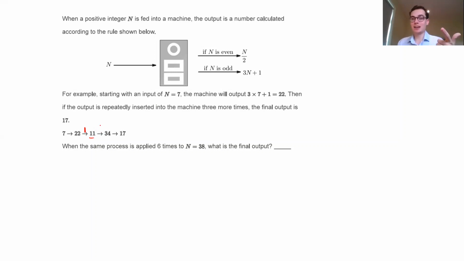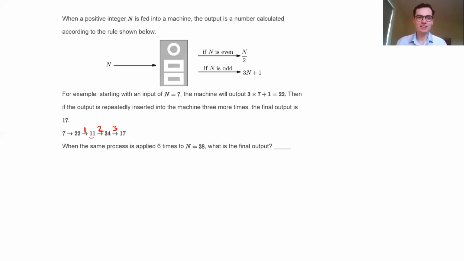Then putting 11 back into my machine, that's the second time of using the machine again. 11 is odd, so I've got to use the function for when n is odd. 3n plus 1, that will be 33 plus 1, so 34. Then if I put 34 back into my machine for the last time, because 34 is even, I'm going to have to halve 34, which gives me a final output of 17.